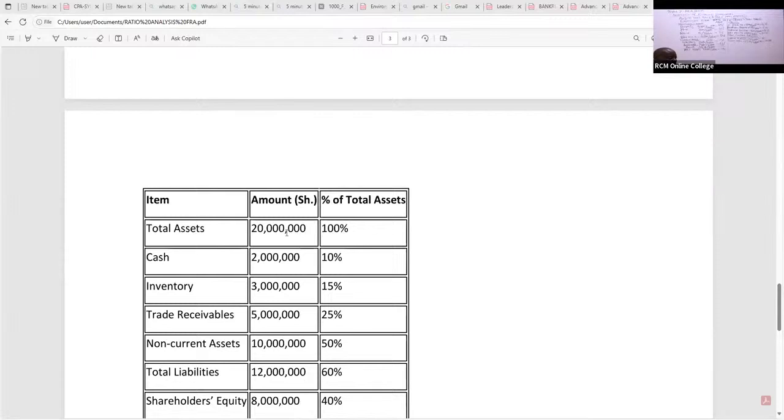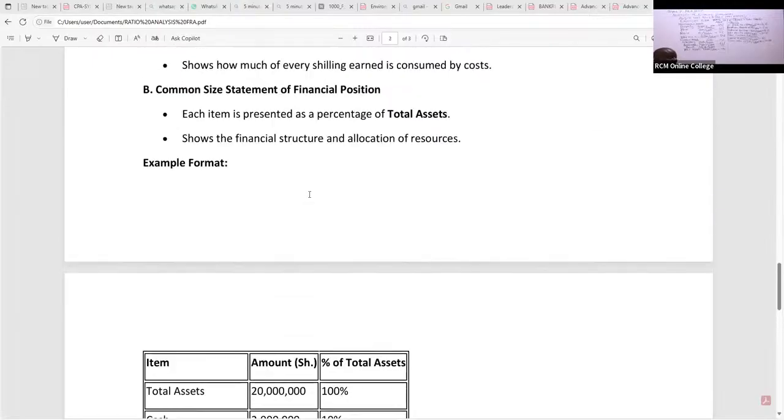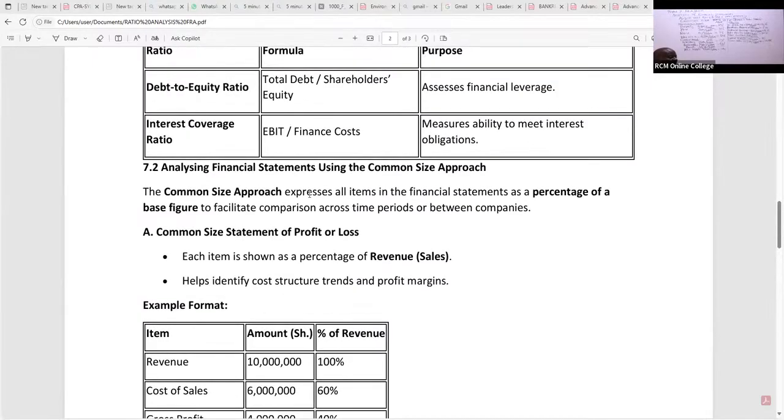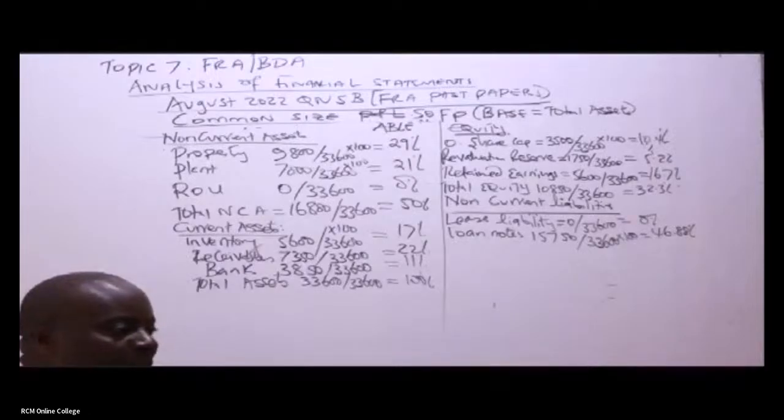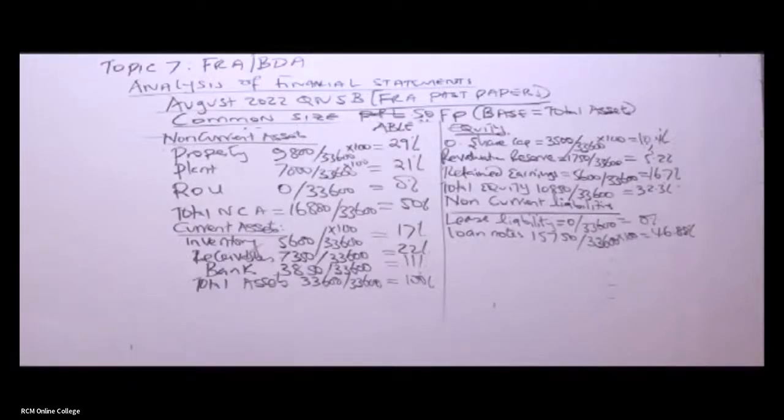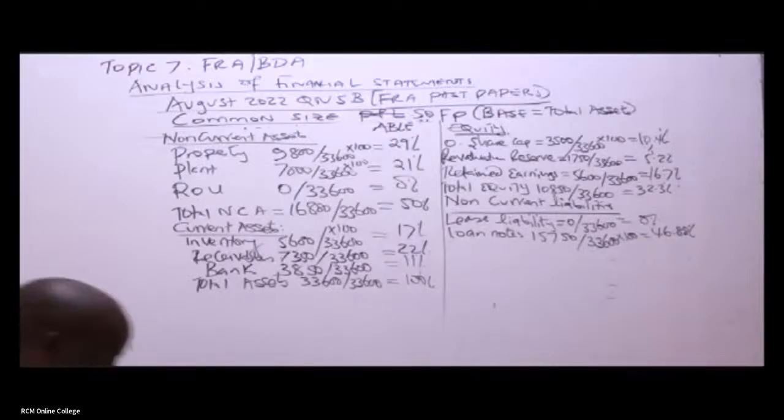So you can see, I gave you a small example here. Our total assets were 20 million, and you can see all the numbers are being divided by that 20 million. That's what we are doing. And then PC, remember, for the income statement, everything is to be divided by revenue. I hope that answers your question, PC. So after loan notes, we go straight away to the current liabilities.